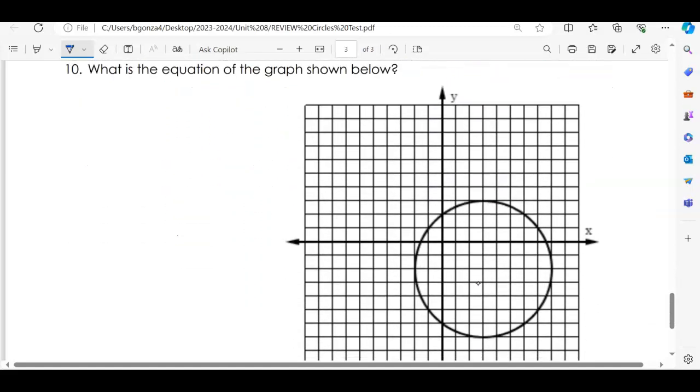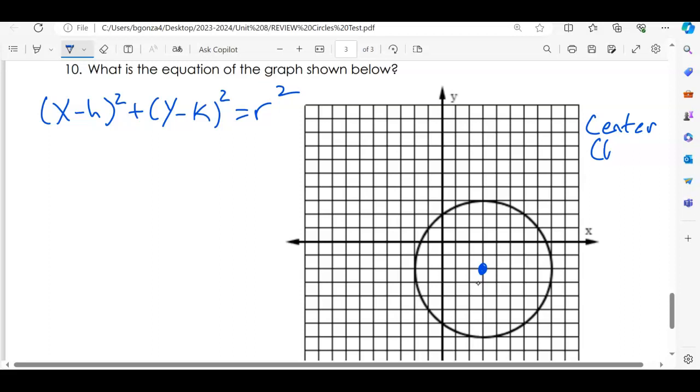And then what's the equation of the graph? Now, you might remember the equation of a circle is x minus h squared plus y minus k squared equals r squared. Let's find the center of this thing. So the center, the h comma k, is 3 to the right, 2 down. So that's 3, negative 2. And then the radius is 1, 2, 3, 4, 5.